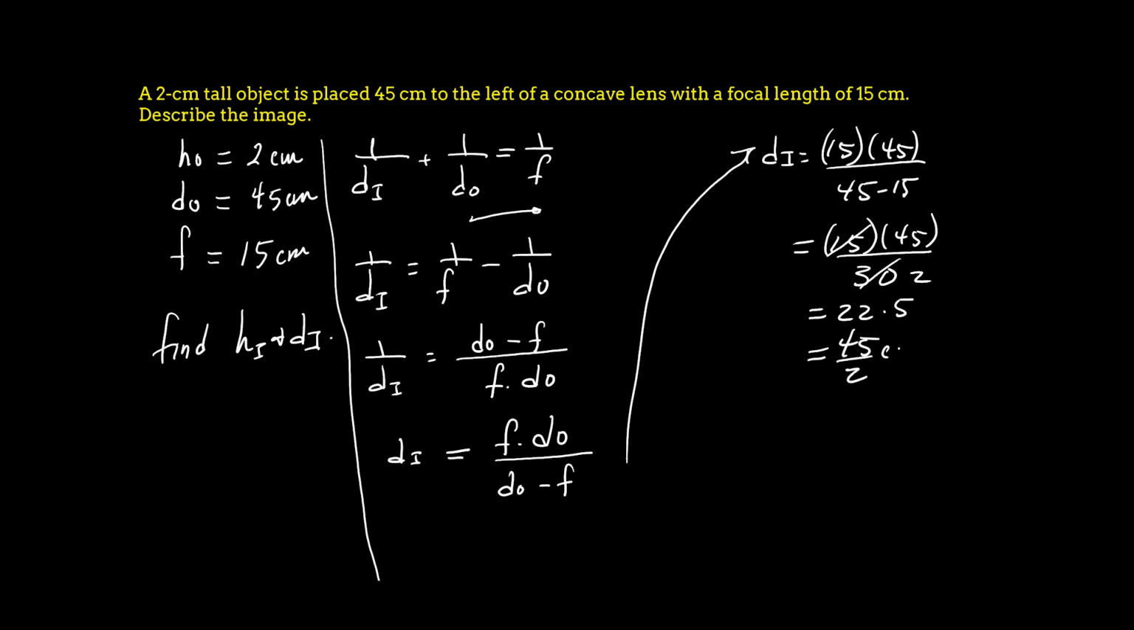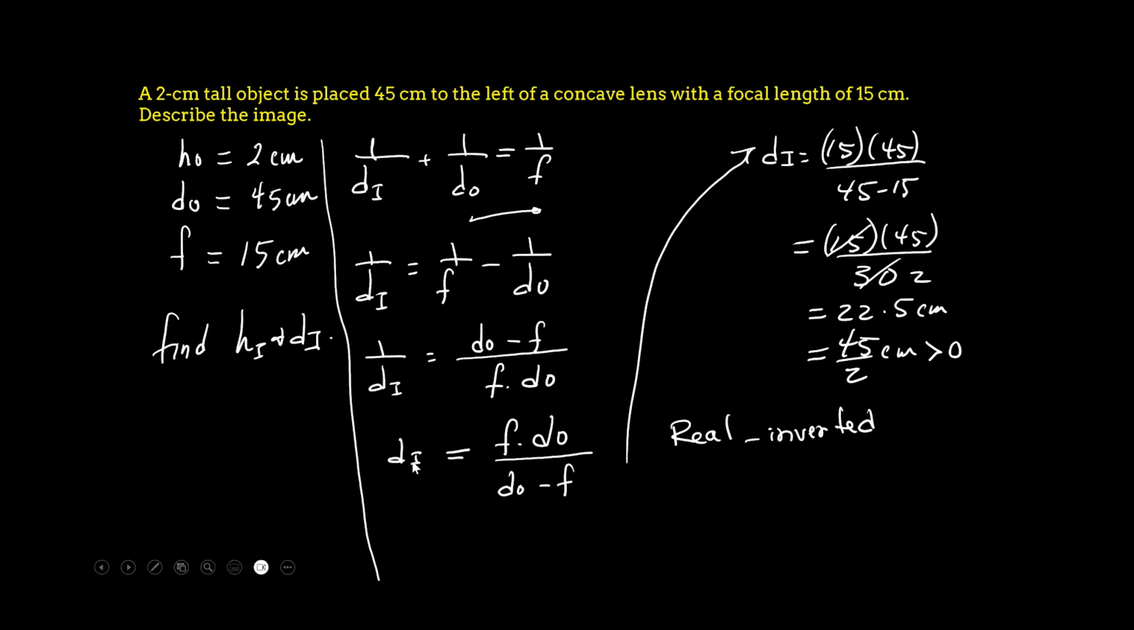Sometimes the math works out better that way. So here's the image distance. It's real because it's positive. Okay? The DI is positive, obviously. It's a real image. And for a real image, it's going to be inverted, and we'll see that in a little bit.